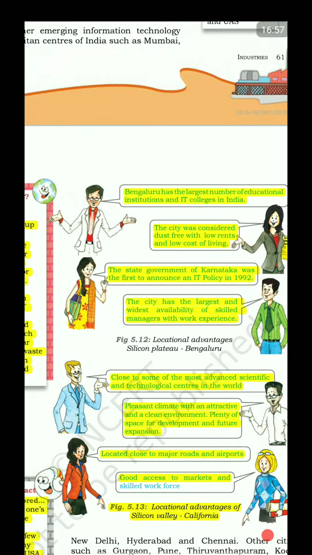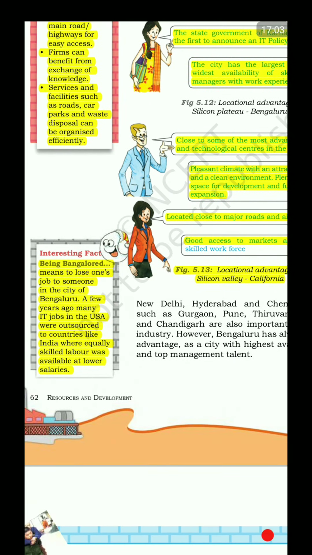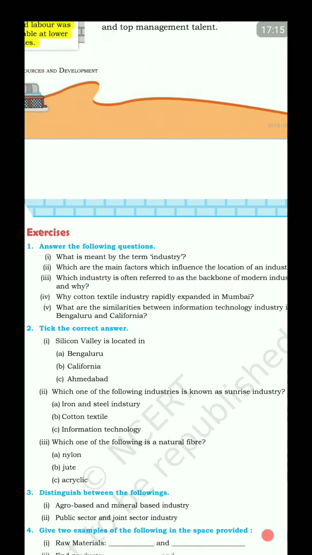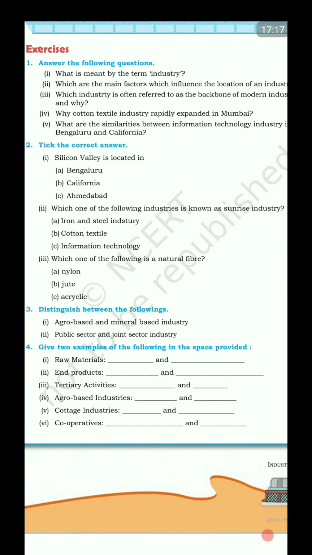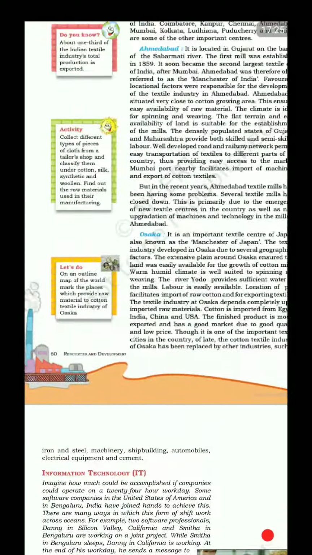Now, lately, emerging technological hubs in metropolitan centers of India, such as Mumbai, New Delhi, Hyderabad, and Chennai, and other cities such as Gurugram, Pune, Trivandrum, Kochi, and Chandigarh are also important centers of the IT industry. Right? So that was the end of this beautiful and really, really informative chapter. I loved reading this chapter. Right?